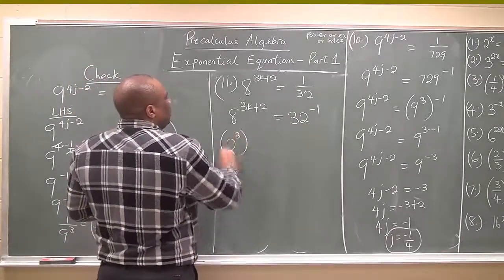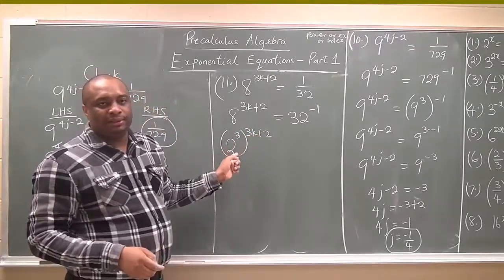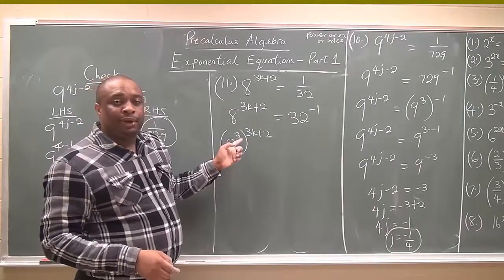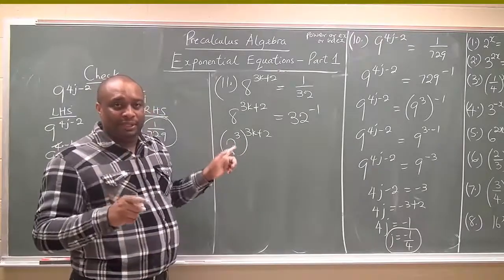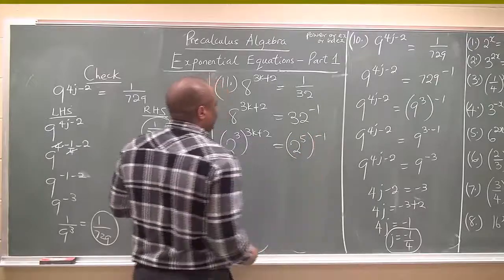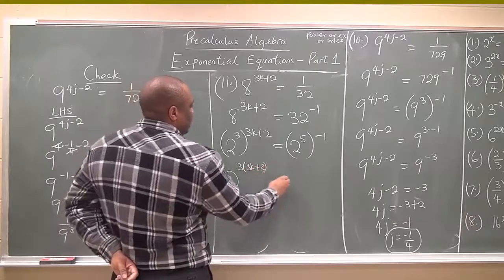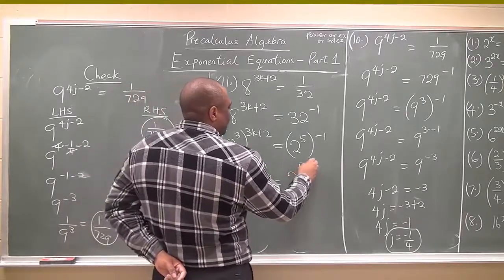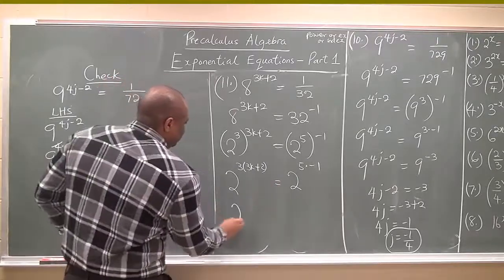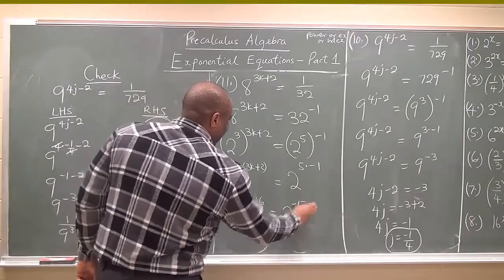2 cubed, then 3k plus 2. You see, I put this in parentheses. Once you're converting it to another base, put the parentheses, okay? Equal to 2 exponent 5, then negative 1. So this is 2 exponent 3 times 3k plus 2 equal to 2 exponent 5 times negative 1. So this will be 2 exponent 9k plus 6 equal to 2 exponent negative 5.